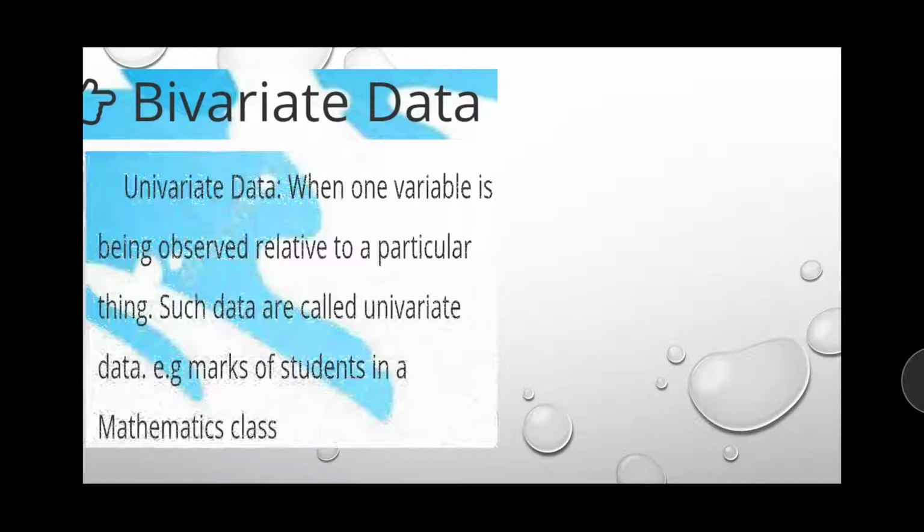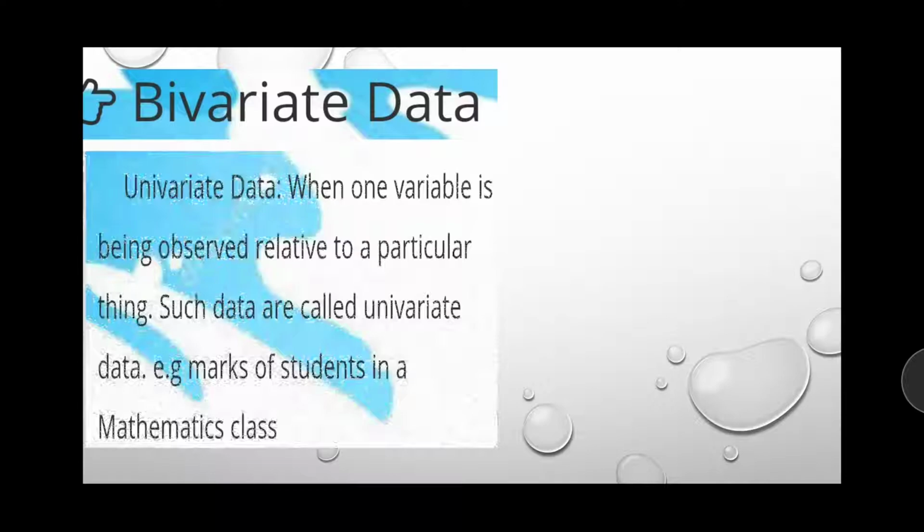Univariate data is what we have been used to, that is very common. Univariate data is when one variable is being observed relative to a particular thing. Such data are called univariate data. E.g., marks of students in a mathematics class. Now we are looking at the mathematics score or mathematics marks with respect to each student.